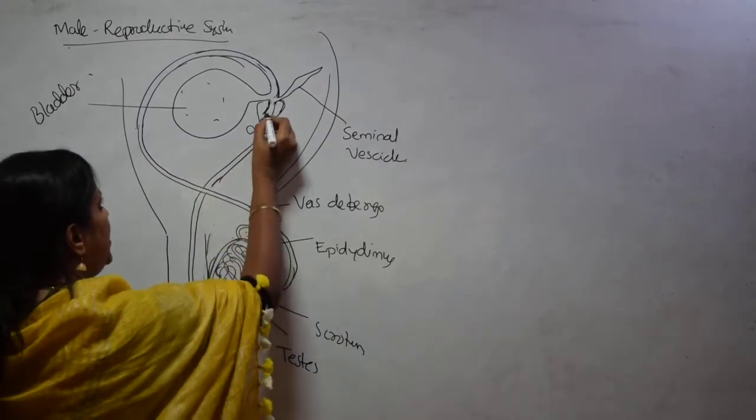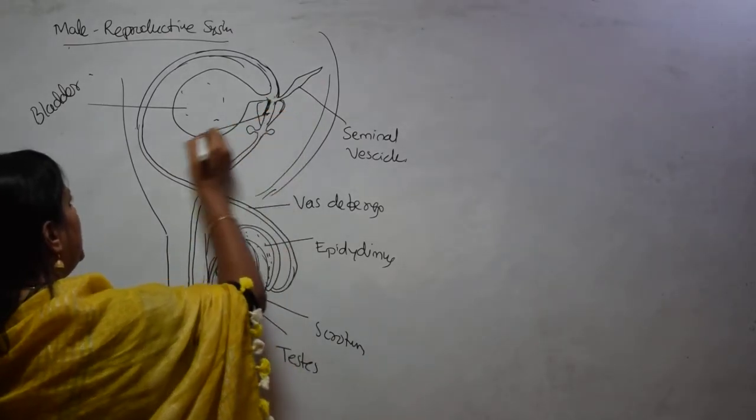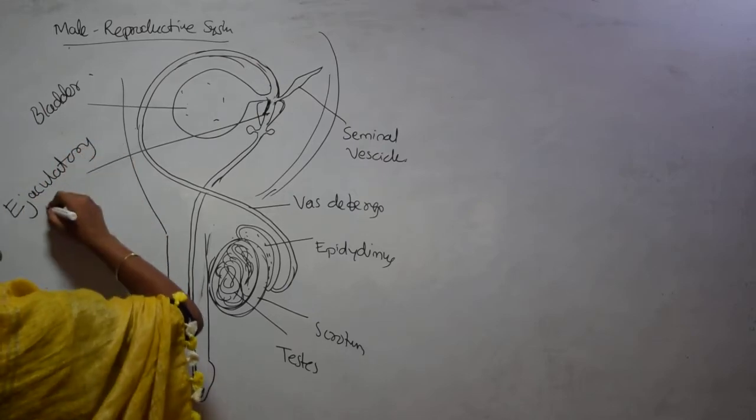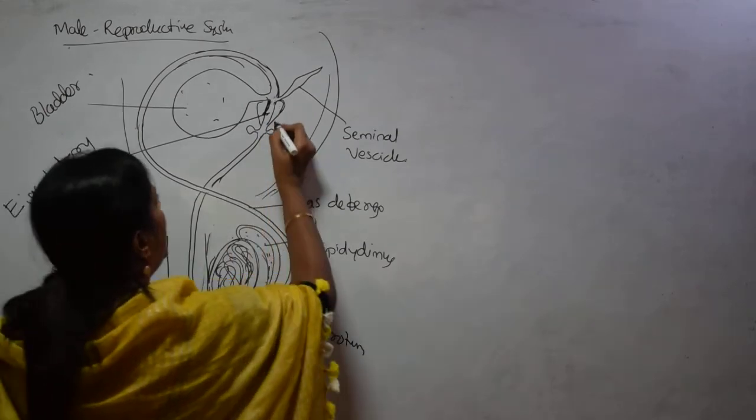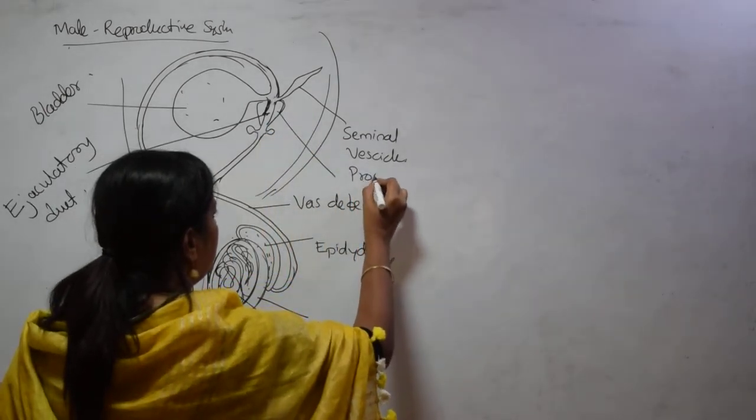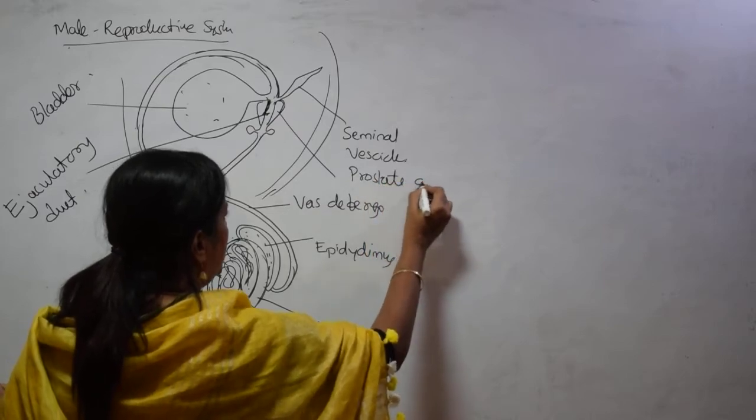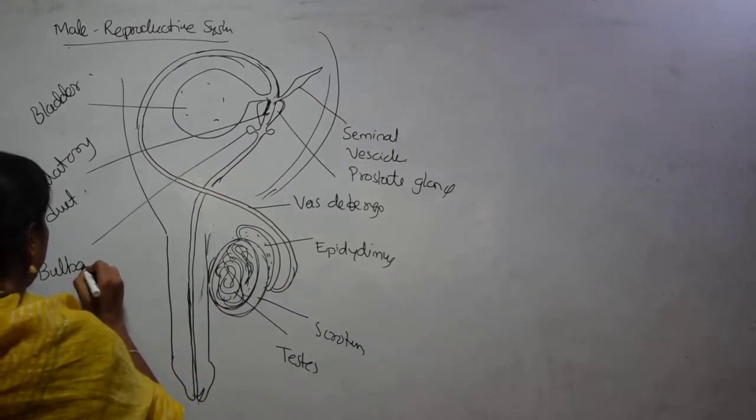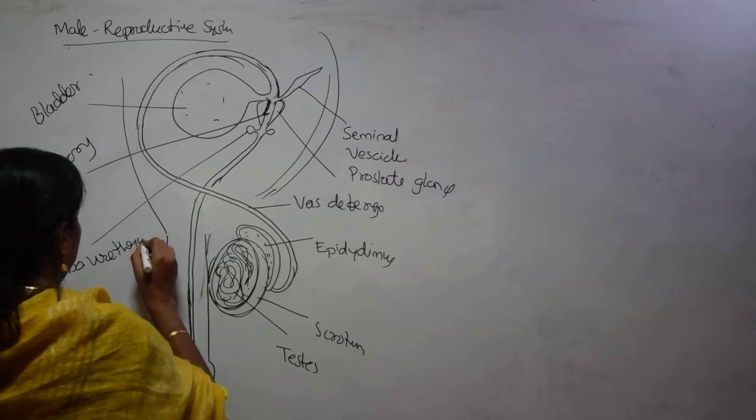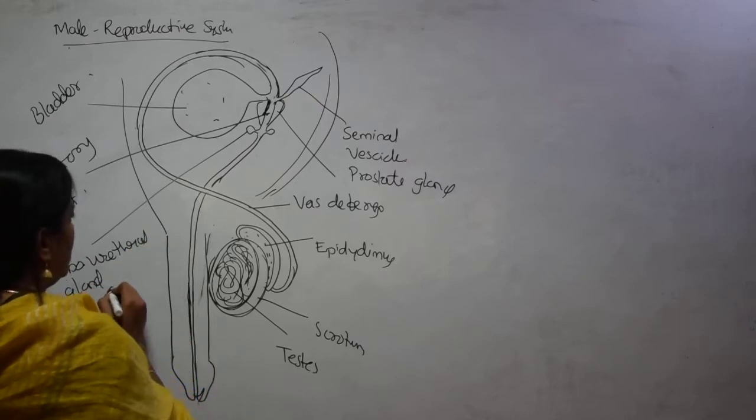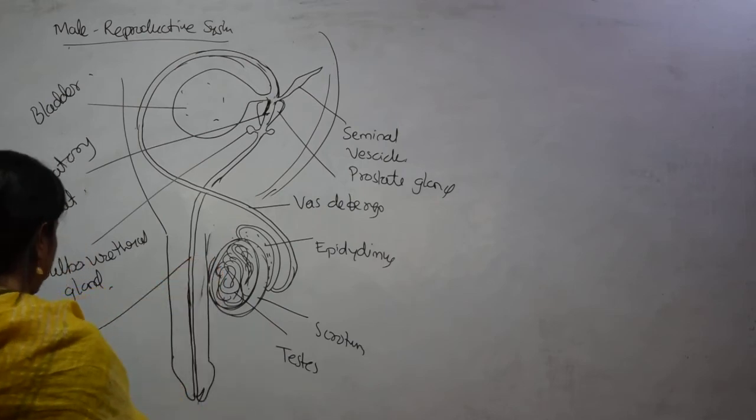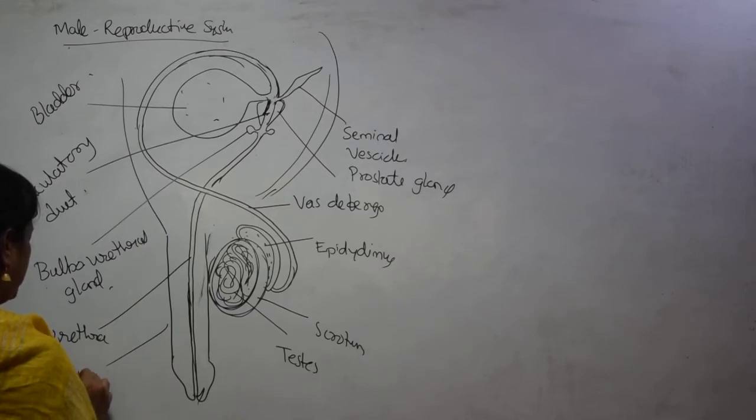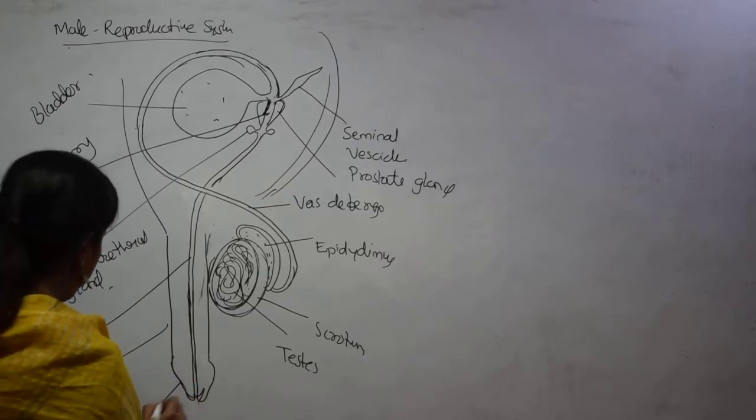Okay? And this is the ejaculatory duct, where all of them are opening. This is the ejaculatory duct. And the gland which is present here is a prostate gland. Prostate gland. And this is the bulbourethral gland. Okay? And then this is the urethra. And this is penis. And the tip of it, we call it as the glans penis.